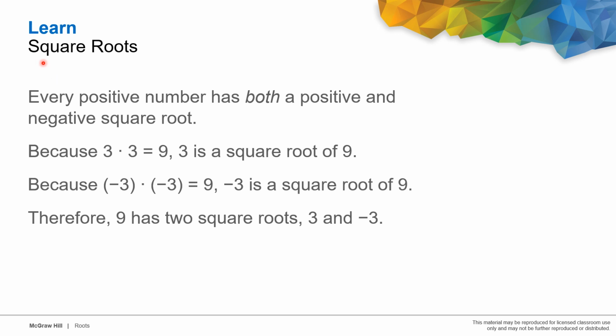So, you also need to know that every square root has a positive and negative root. We'll see how that works right here. 3 times 3 is 9, so 3 is the square root of 9. But negative 3 times negative 3 is also 9, because a negative times a negative is a positive. So negative 3 is also a square root of 9. So 9 and all other numbers have two square roots, a positive and a negative, all right? That is important to remember.